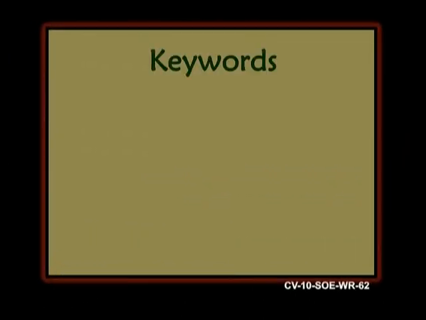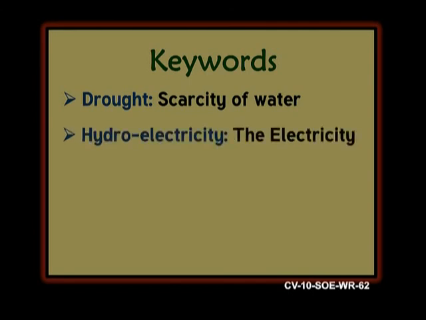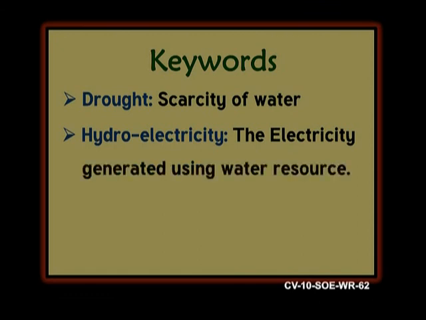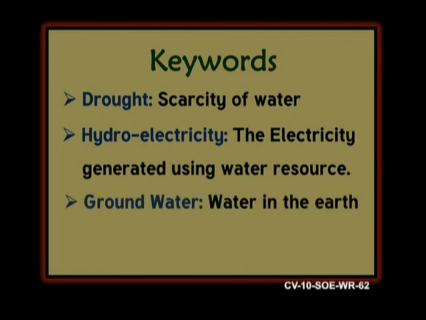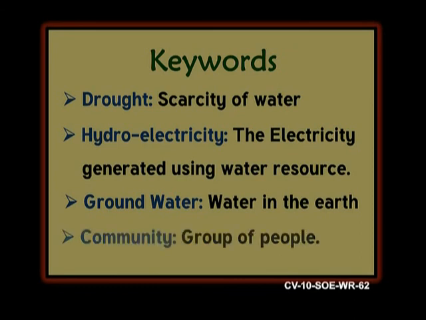Let's look at the keywords in this capsule. 1. Drought. Drought means scarcity of water. 2. Hydroelectricity. The electricity generated using water resource. 3. Groundwater. The meaning of groundwater is water in the earth. 4. Community. Community means a group of people.